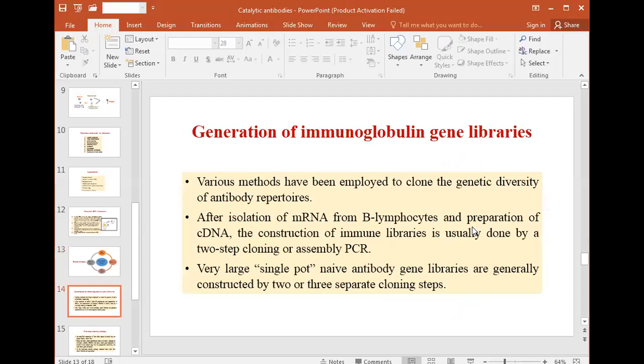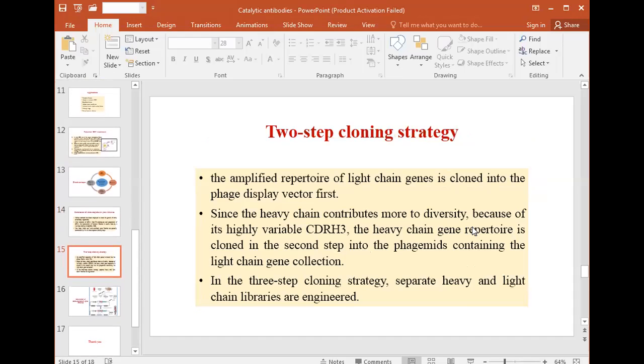Now I'm coming to a different topic, that is generation of immunoglobulin gene libraries. Various methods have been employed to clone the genetic diversity of antibody collections. After isolation of mRNA from B lymphocytes and preparation of complementary DNA or cDNA, the construction of immune libraries is usually done by a two-step cloning or assembly procedure. Very large single pot antibody gene libraries are generally constructed by two or three separate cloning steps.